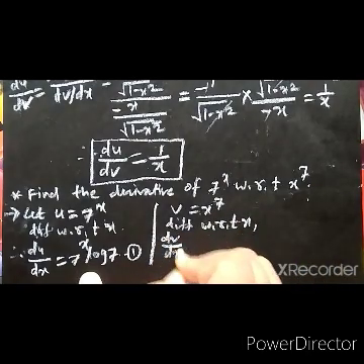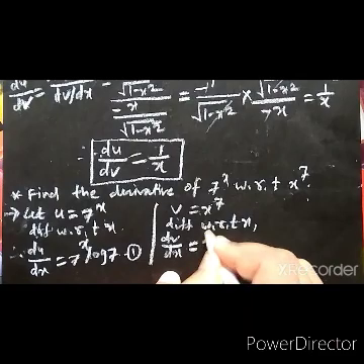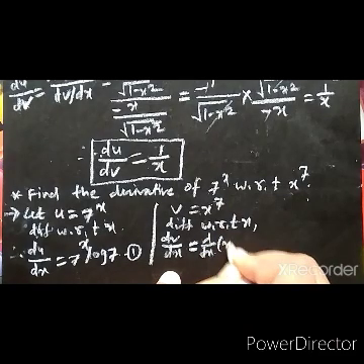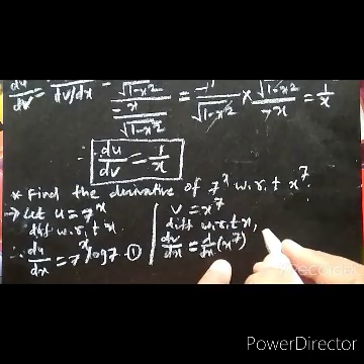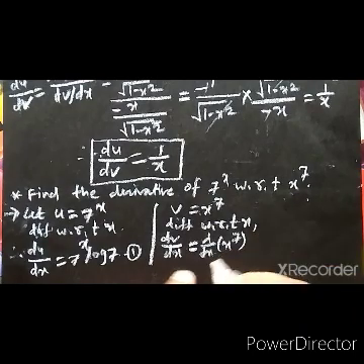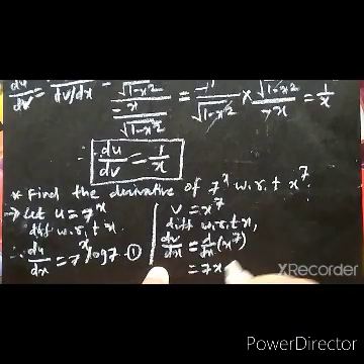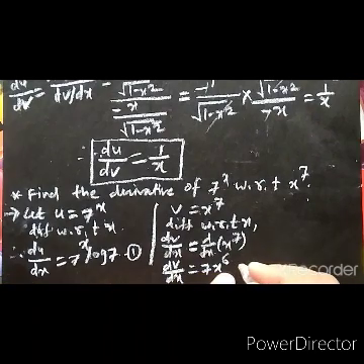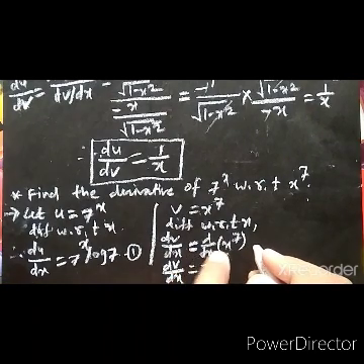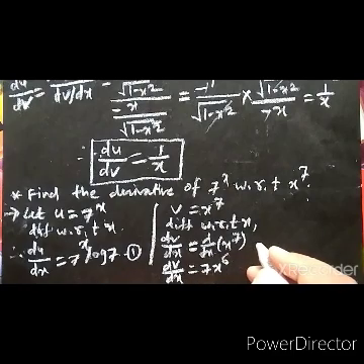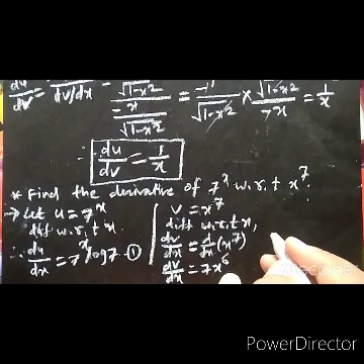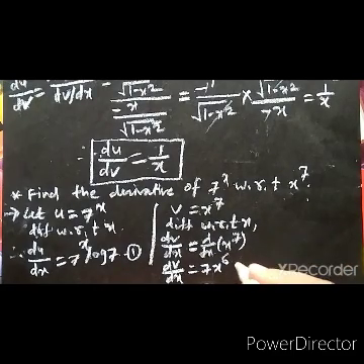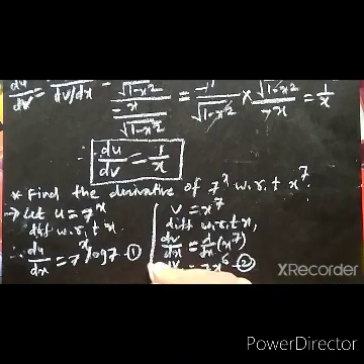Therefore dv by dx is equal to d by dx of x raised to 7, which is in the form of x raised to n. Therefore its derivative is 7x raised to 7 minus 1, that is we got dv by dx as 7x raised to 6, and again the derivative of x with respect to x, that is dx upon dx, that is 1. So 7x raised to 6 into 1, that is 7x raised to 6, equation number 2.